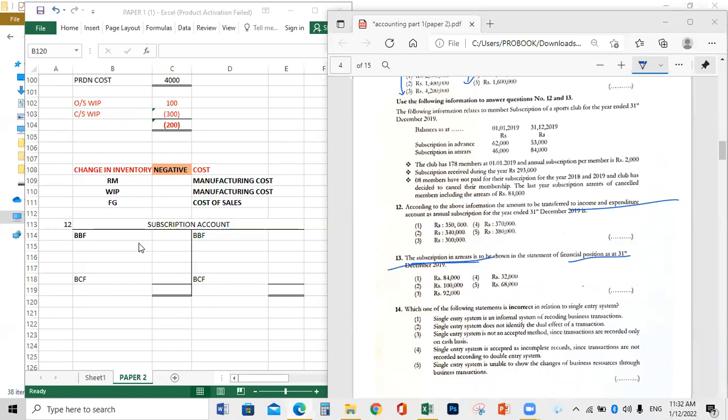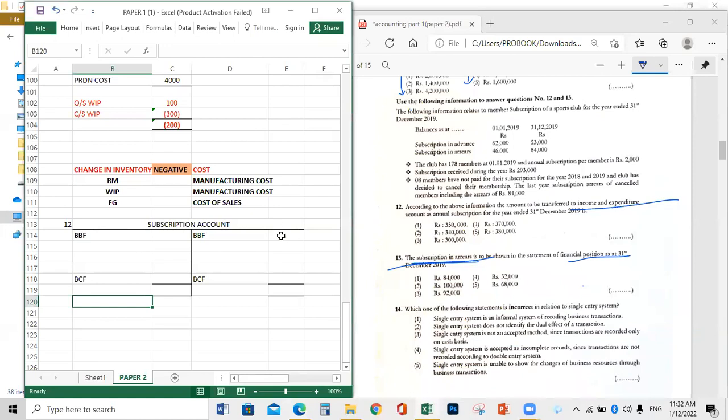You have received income in advance, so it's a liability and comes in the credit side. Opening is how much? 62,000, and then the closing will come in the debit side, right? So that is 53,000.